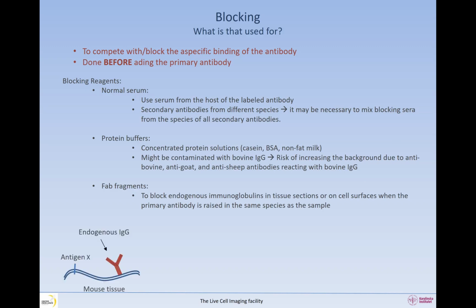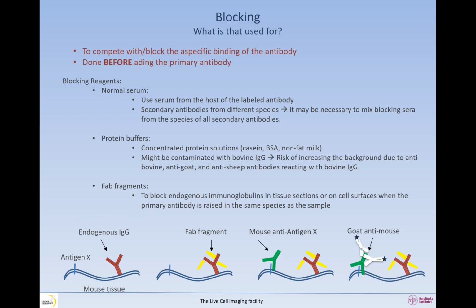And here I have an example. We have a mouse tissue, and we want to use a mouse antibody which is against antigen X on the tissue. But we have endogenous IgGs, so we will use the FAB fragment to block this endogenous IgG, and then we can add our primary mouse antibody, and then our secondary antibody, without risking binding to the endogenous IgG.